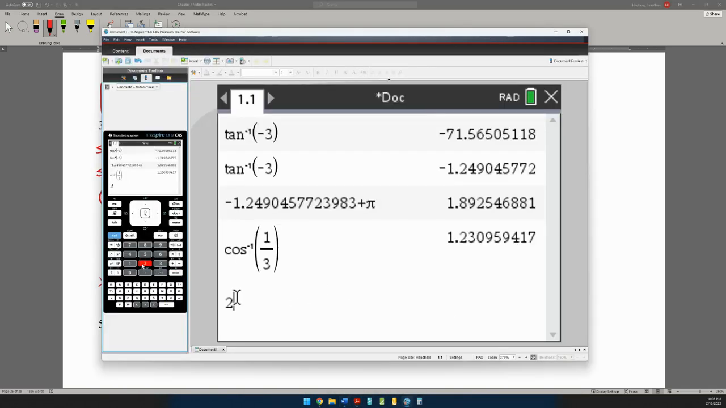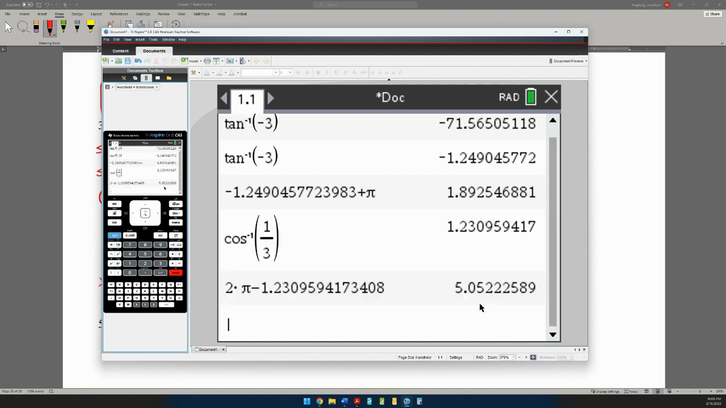So I'm going to take 2 pi and then minus our last answer. So I'm going to hit Control and the negative key, and that's going to give us the last answer that we had. So we get 5.052.